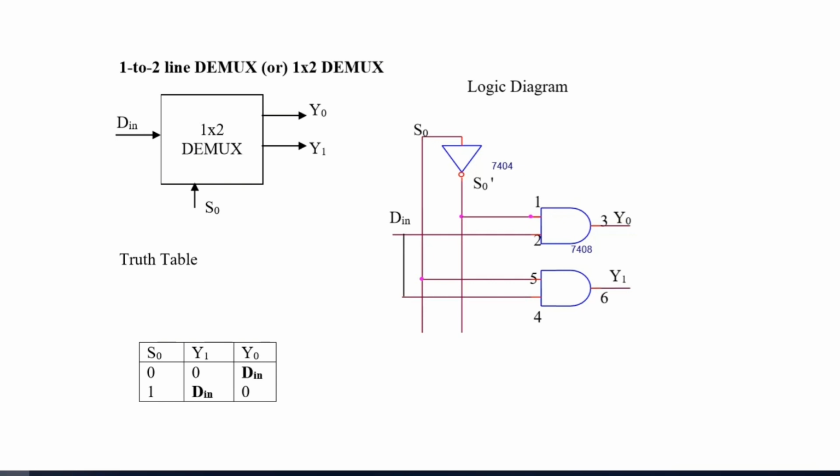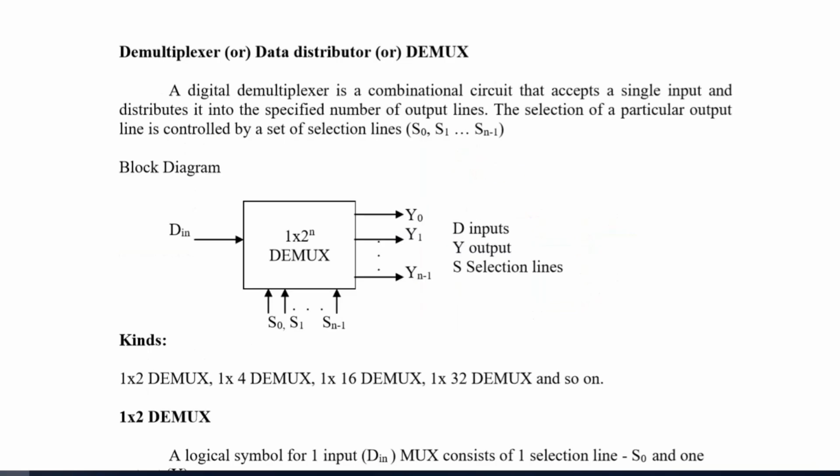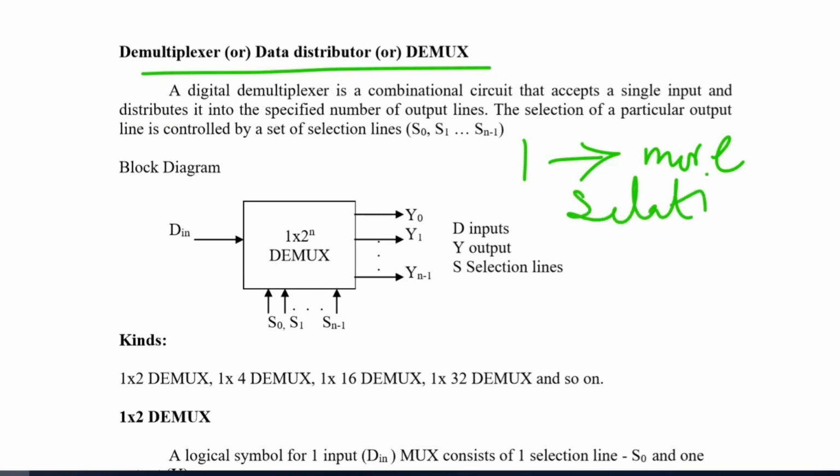Now I will explain the demultiplexer, or data distributor, or demux. So it's a vice versa case. Here we give one input and we will get more outputs. The number of outputs depends on the selection line. So here we have a single input, D in.